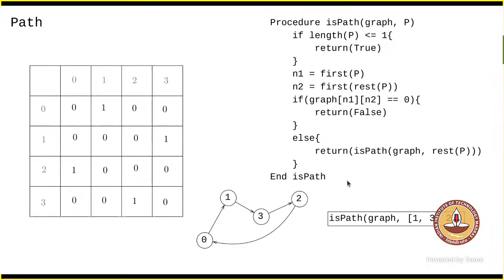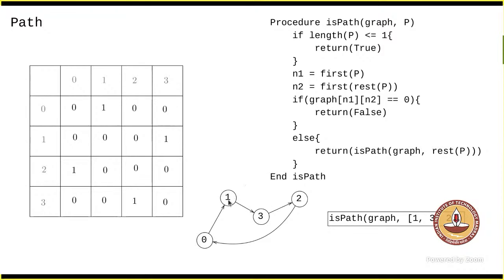Yeah. So see, you are asking if 1, 3, 2 is a path. Okay, so P is 1, 3, 2, right? P is the list 1, 3, 2. Now N1 is what? First of P, right? N1 is 1 and N2 is 3, right? Because the rest of P is 3, 2. So you're asking if there is an edge between 1 and 3. That's what you're doing here, right?